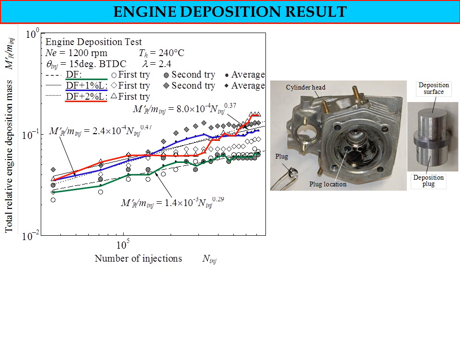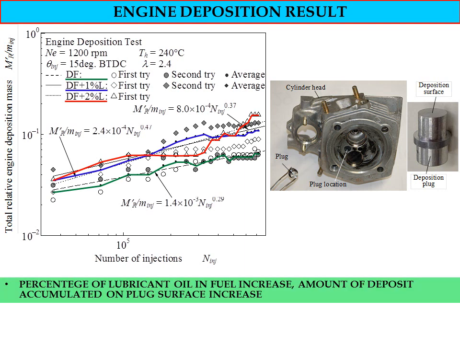However, in general, after the experiment is complete, we can see that DF plus 2% lubricant will have the greatest amount of deposit accumulation, followed by DF plus 1%, and then followed by typical diesel fuel. So the result actually aligns with what we expect due to the increase of density when we add a higher percentage of lubricant inside the fuel. Okay, so as the percentage of lubricant oil in fuel increases, the amount of deposit accumulation on the plug surface also will increase.